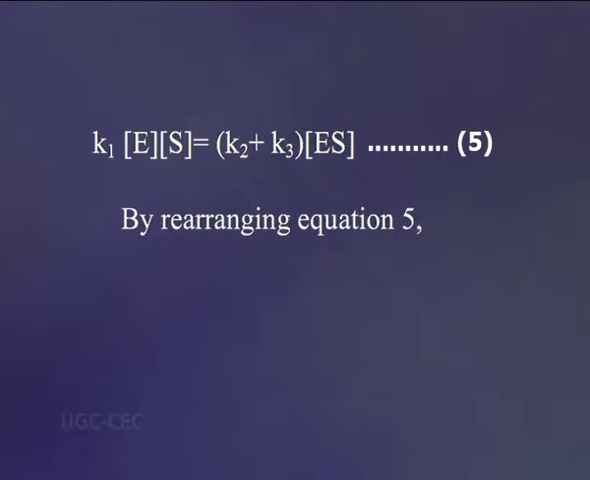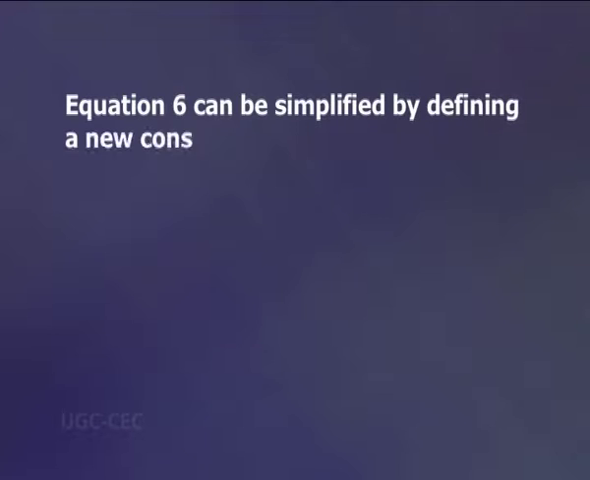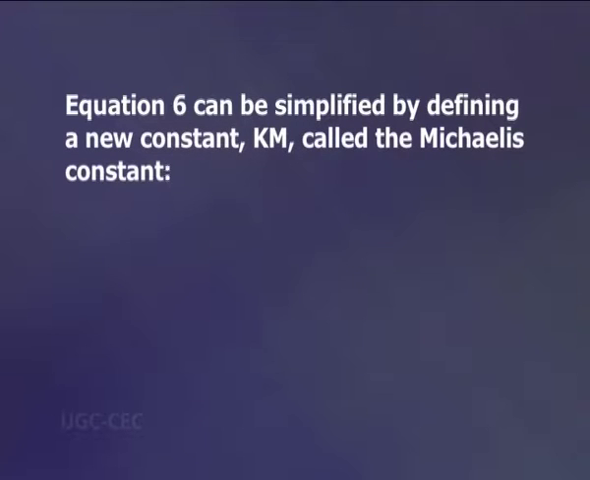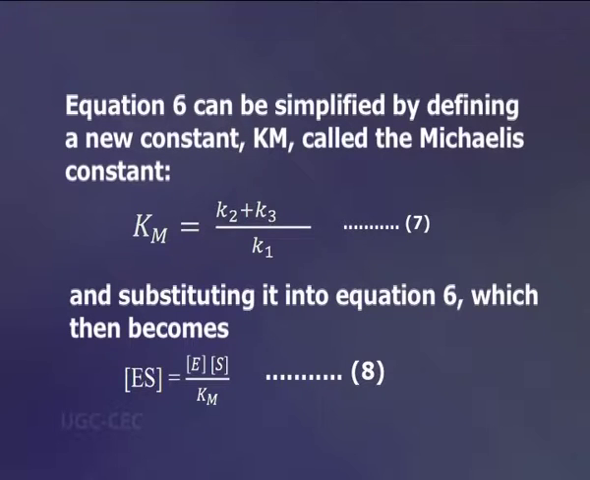By rearranging equation 5, we get [ES] equals [E] multiplied by [S] divided by (k2 + k3) divided by k1, that is equation number 6. Equation 6 can be simplified by defining a new constant Km, called the Michaelis constant, and substituting it into equation 6, which then becomes equation 8. Now let us examine the numerator of equation 8.